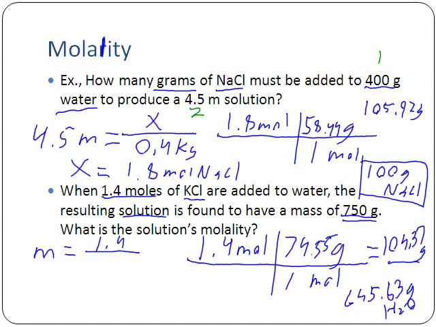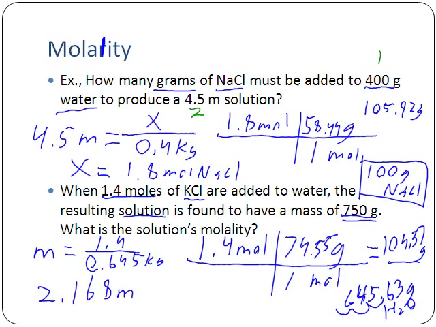We need kilograms of water, though, and to go from grams to kilograms, we once again move the decimal place over 3 spots. In this case I get 0.645 kilograms of my solvent. To find the molality, I take my number of moles of KCl, 1.4, divided by my number of kilograms of solvent, which is 0.64563 if you want to take it out the whole way. And so I get a 2.168 molal solution.